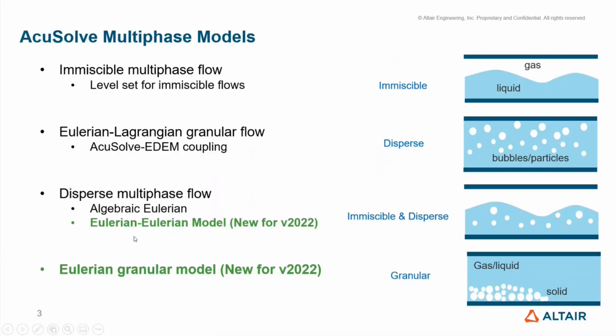Now, AcuSolve began the journey into multi-phase with our level set feature for immiscible flows. We then expanded into dispersed multi-phase with algebraic Eulerian and into Eulerian Lagrangian granular flow with AcuSolve EDEM coupling. Now, Altair AcuSolve continues the investment into dispersed multi-phase with the release of the Eulerian multi-phase model and the Eulerian granular multi-phase model. So let me get into a little more detail on each of those topics.